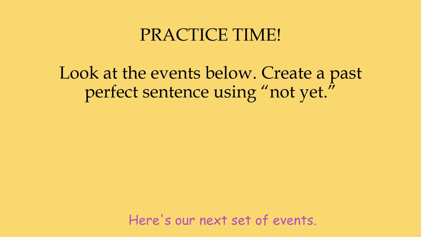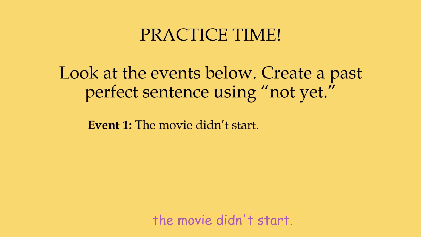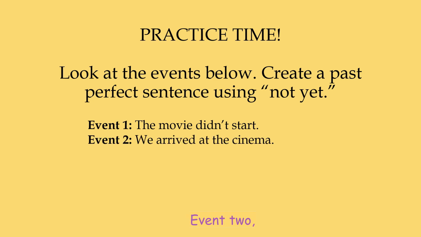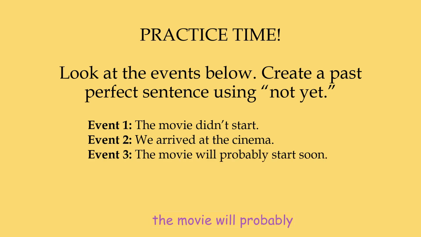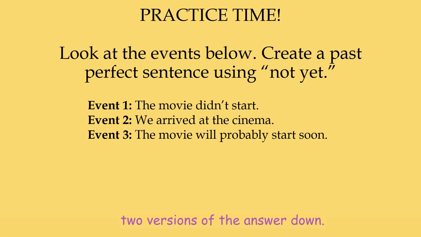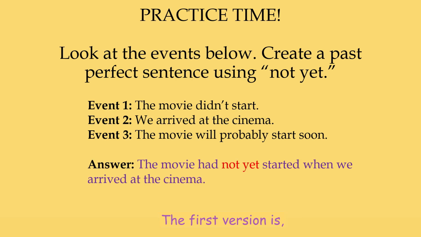Here's our next set of events. Event 1, the movie didn't start. Event 2, we arrived at the cinema. Event 3, the movie will probably start soon. Pause the video and write your 2 versions of the answer down. Okay, here's the answer. The first version is, the movie had not yet started when we arrived at the cinema. And the other version is, the movie had not started yet when we arrived at the cinema.